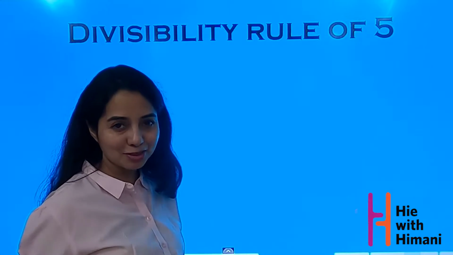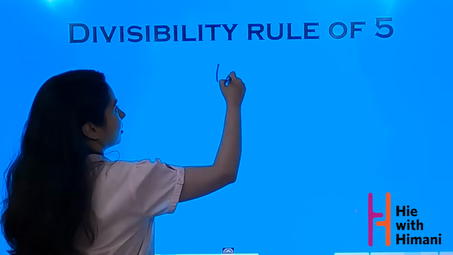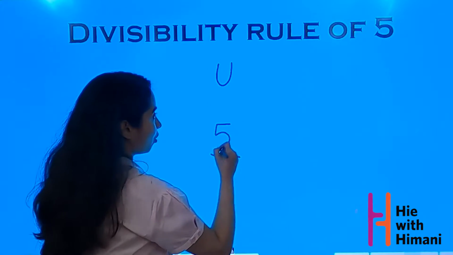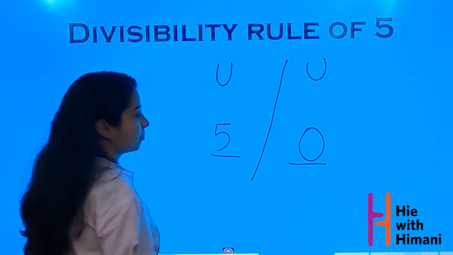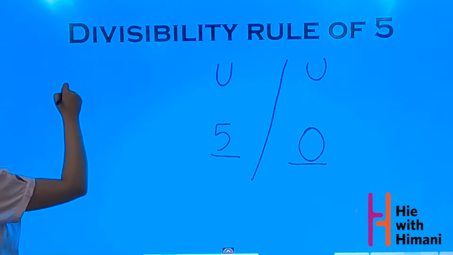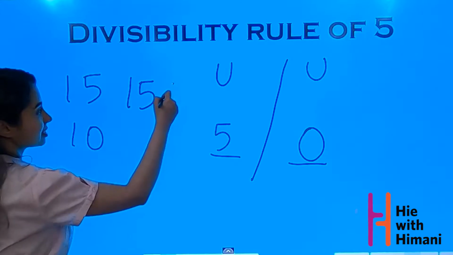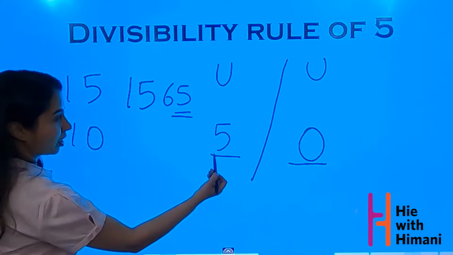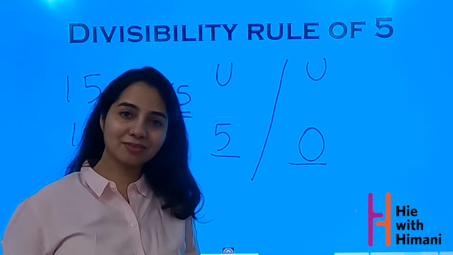I'm sure you must already be knowing about this. This is very simple. If the units place has 5 or 0, the number is divisible by 5. The numbers like 15, 10, 1565, whatever. We just have to check the units place. If it is 5 or 0, we know that the number is divisible by 5.